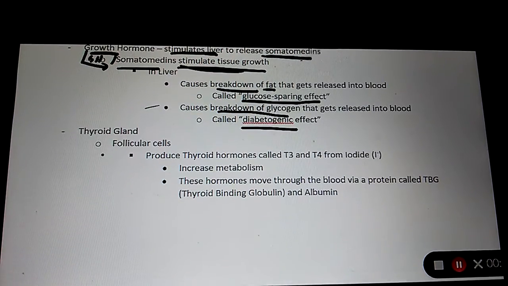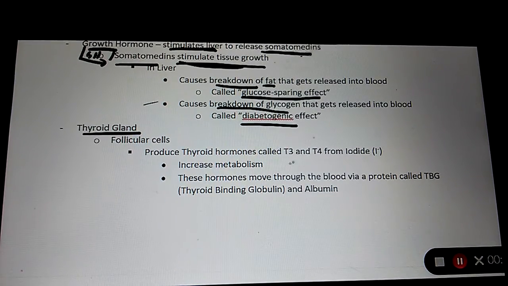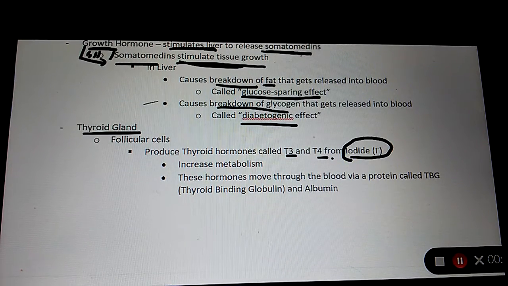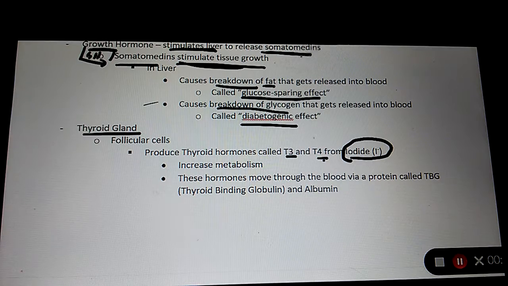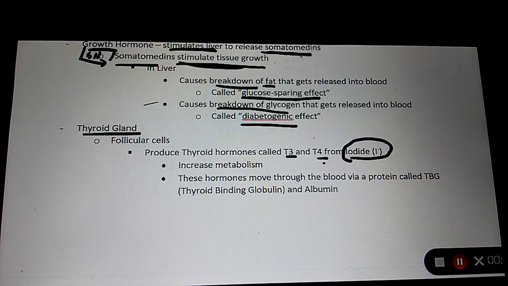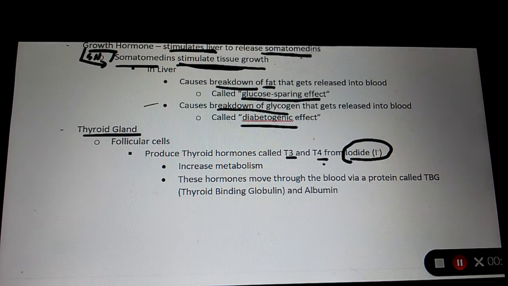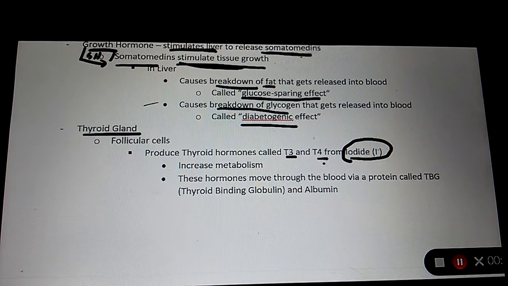Okay. Now, thyroid gland produces what hormones? T3 and T4. What does T3 and T4 produce from? Iodide. What is iodide used to produce? T3 and T4.